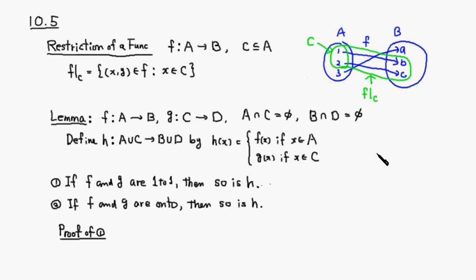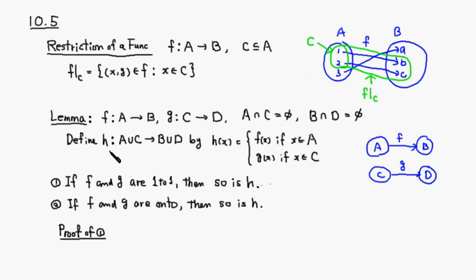So you have set A like that, and here's set B. There's a function from here to there, so that's the function f. And you have another function g from C to D, totally separate. And what we do is we put them together by defining a function h.